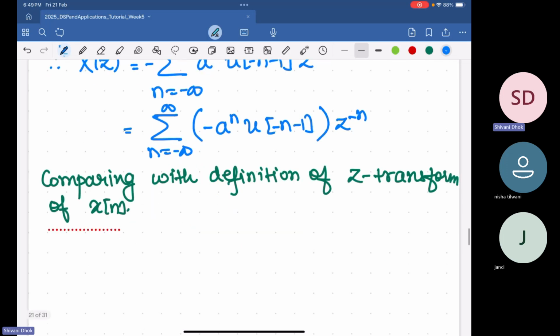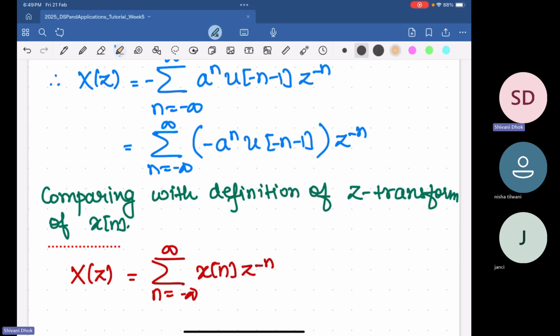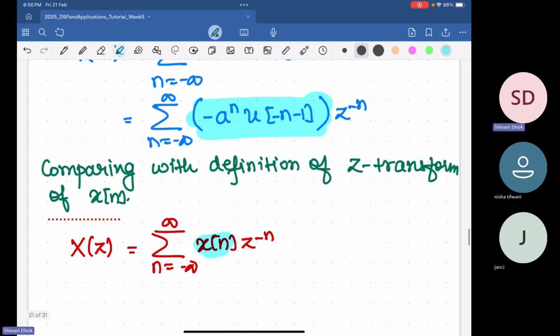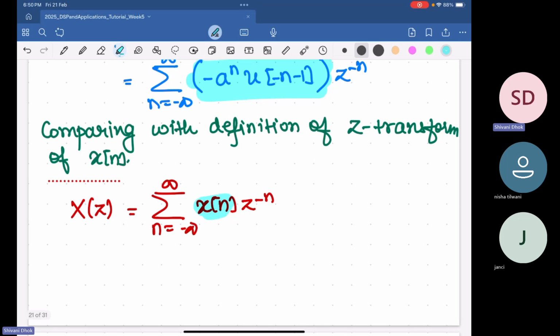So the definition is basically X(z) is equal to the summation, n running from minus infinity to infinity, of x(n) z to the power minus n. Now if we compare this part here and this part here, it is exactly the same thing. So we are simply comparing the coefficients of these two equations.